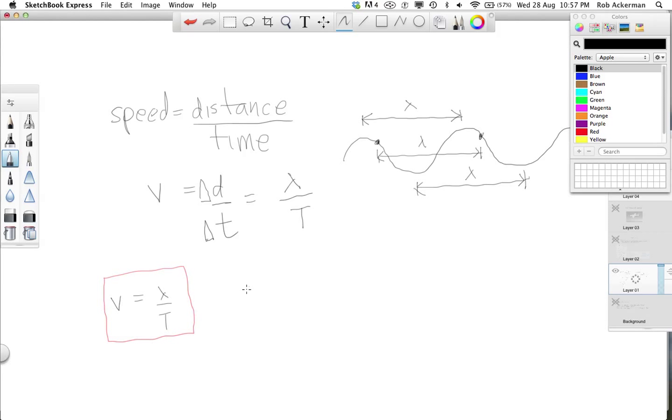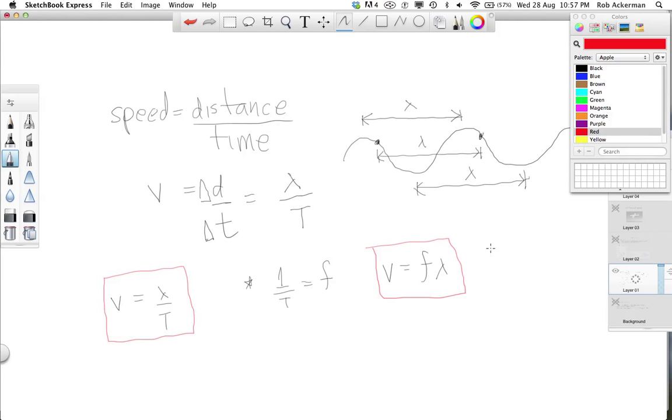One other thing to remember, because 1 divided by T, the period, is frequency, well look, we have T in the denominator here. That's the same as 1 divided by T. So we can actually replace the 1 over T that's written in here with frequency, and that'll give you another version of the formula, which is frequency times lambda. And this is the more common form of the equation that you'll see written in your textbook.